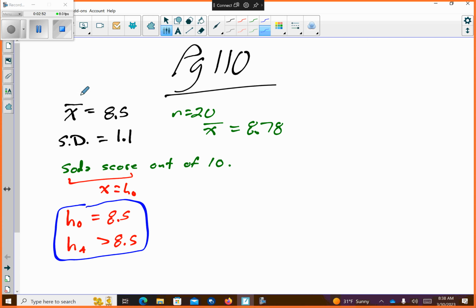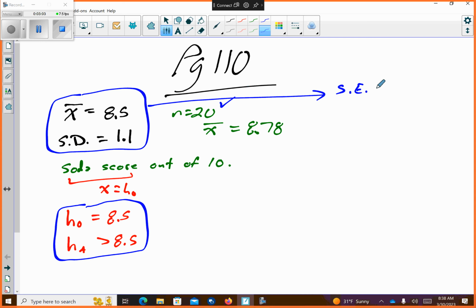This was given to you as part of the problem, but then we're dealing with a sample, so we have to find a standard error. The standard error is the standard deviation of the original over the square root of our sample size. In this case, we go 1.1 divided by the square root of n, which is 20, which gives me 0.25.